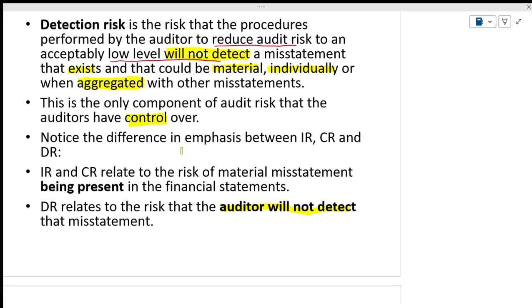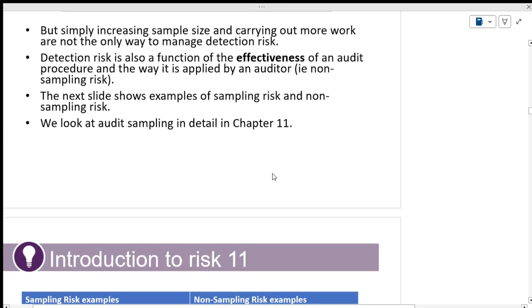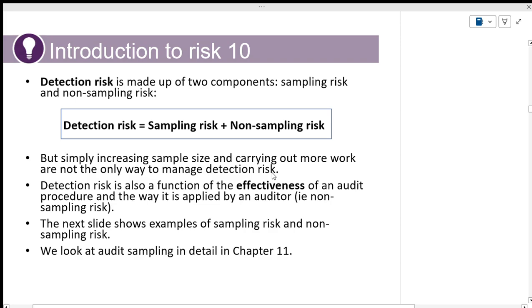Getting a point? The auditor will not detect that misstatement. Definitely, you cannot. It is beyond your control. What are the examples they gave you? Just see the examples. Is that detection risk? Sampling has the concept of sampling risk and non-sampling risk. If there is no detection, you can take 100 samples or 1,000 samples.